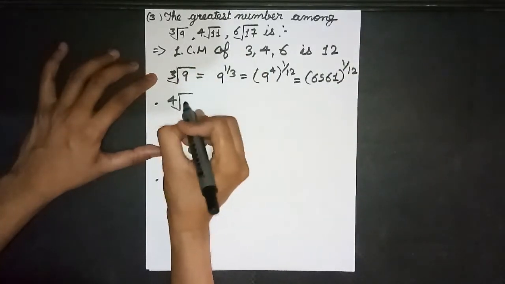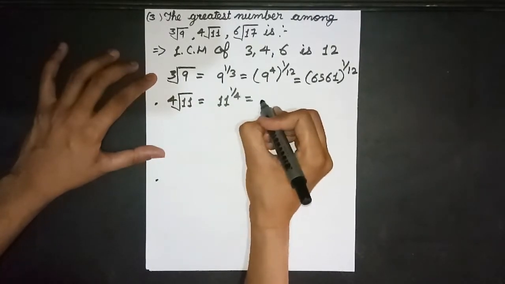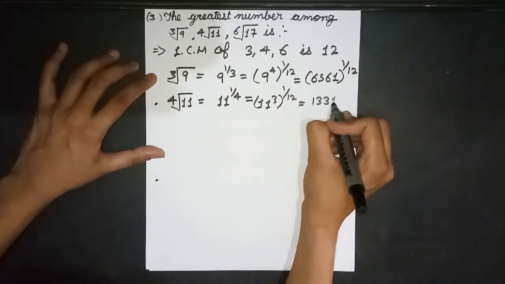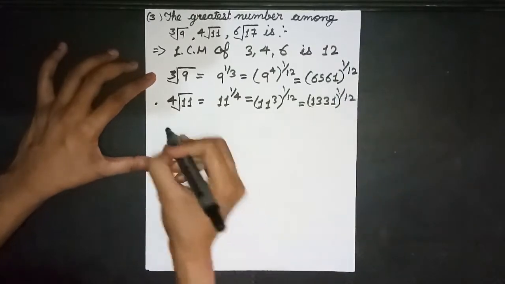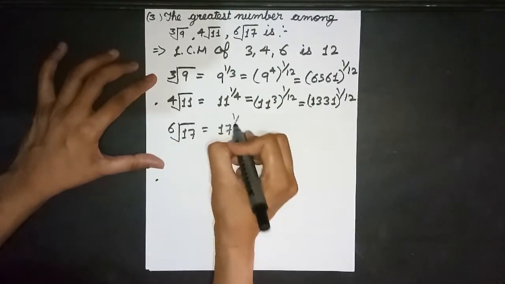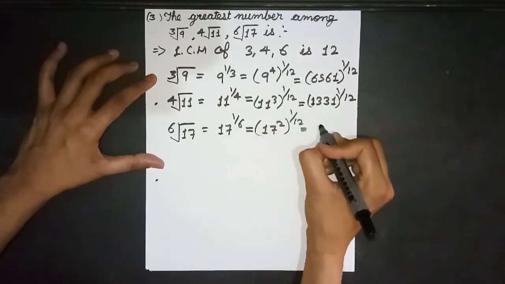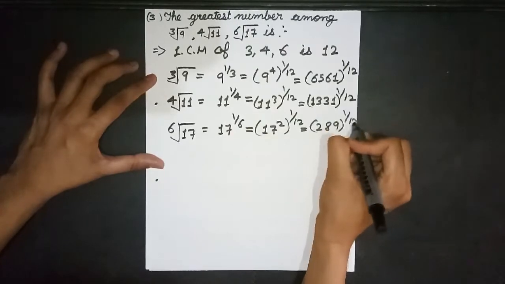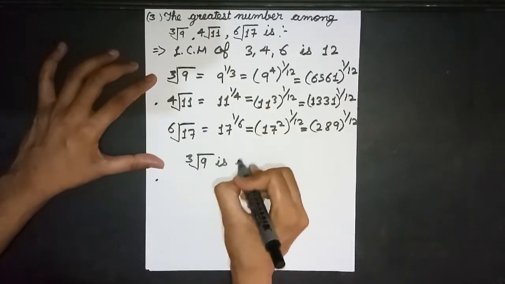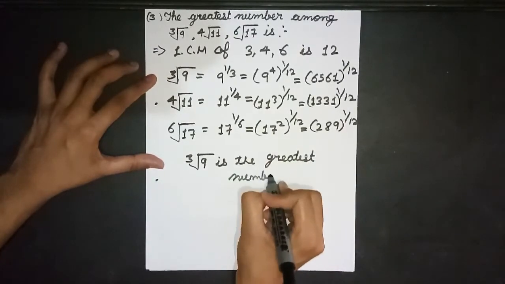Now we have the 4th root of 11, and this is equal to 11 raised to power 1 by 4, and this is equal to 11 raised to power 3 and whole power 1 by 12, and this is equal to 1331 raised to power 1 by 12. Now the 6th root of 17, and this is equal to 17 raised to power 1 by 6, and this is equal to 17 square whole power 1 by 12, and this is equal to 289 raised to power 1 by 12. So from here we can see which is the greatest. Now the cube root of 9 is the greatest number among all, right? So this is the answer.